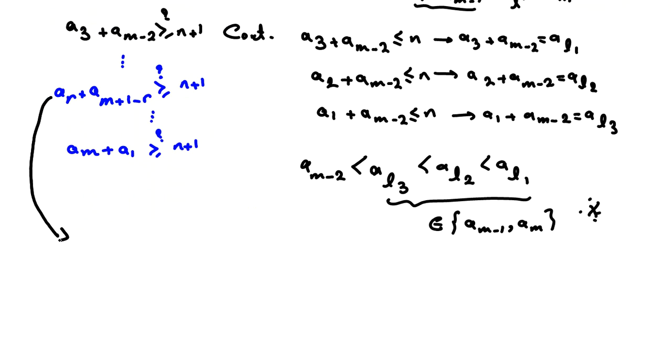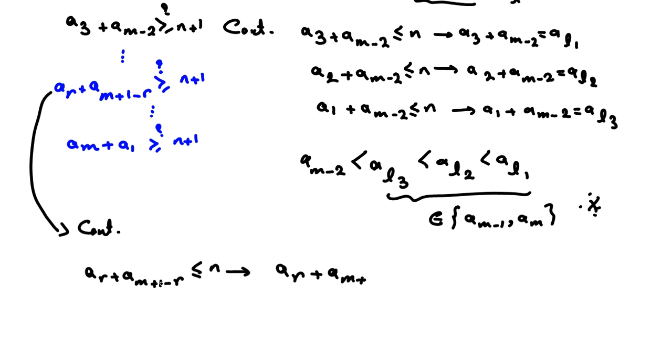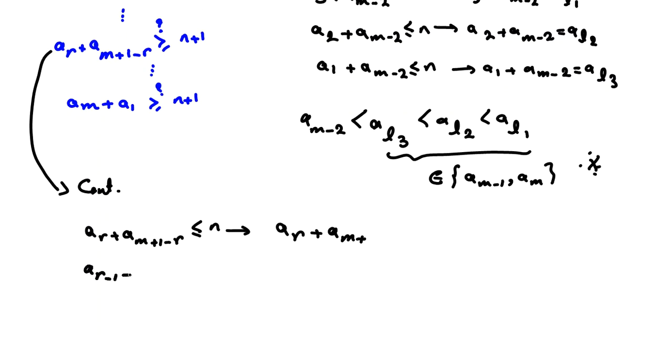So let's prove for A_r. I want to prove with contradiction. So A_r plus A_{m+1-r} is less than or equal to n. Because of this, we can say, okay, A_{r-1} plus also A_{m+1-r}, we decrease it by 1. It is at most n, up to A_1 plus A_{m+1-r} is at most n.